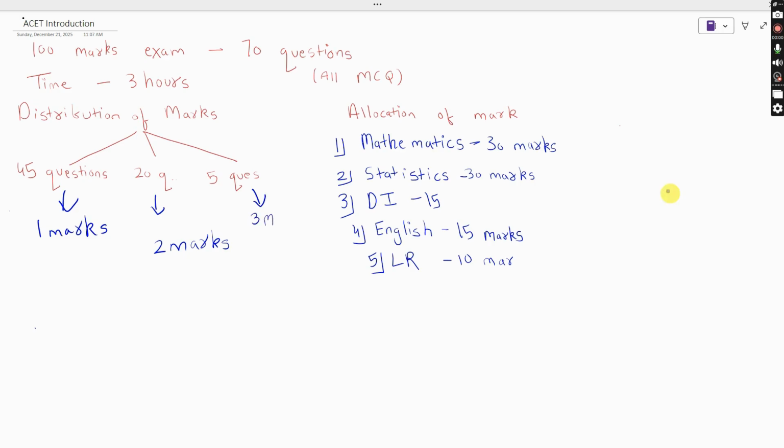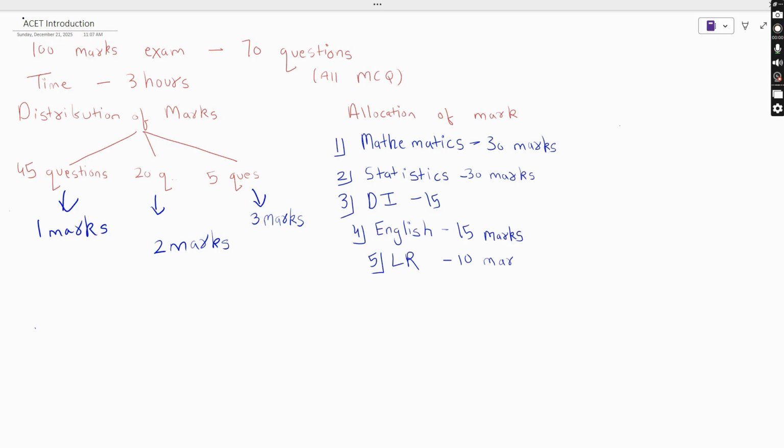And the last remaining 5 questions will be of 3 marks each. So 15 plus 40 plus 45 equals 100 marks, and a total of 70 questions.